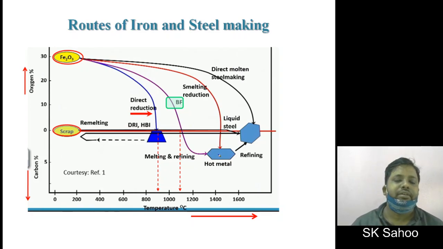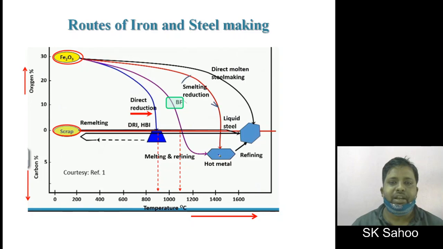Then scrap. What is scrap? As per our phase diagram, it has about 0% oxygen and carbon. So it can be treated as a purer form of iron, and we can recycle it by melting in an electric arc furnace or induction furnace to produce liquid steel.